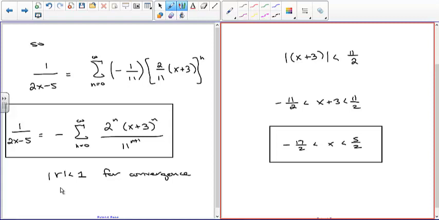And I'm not sure what you do about the endpoints. I think there is a way of doing it. I think you just evaluate this at the endpoints and then use whatever test is appropriate.